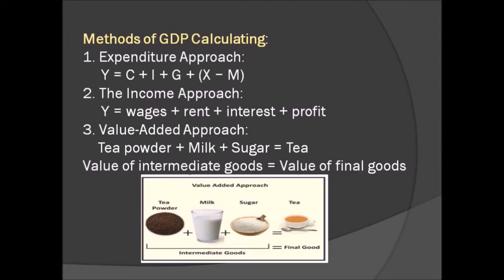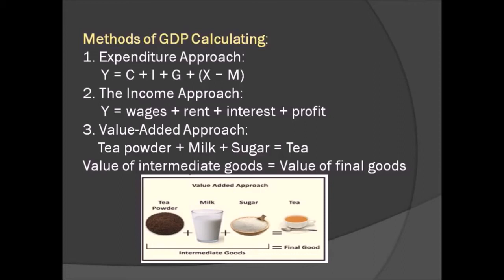Income approach. This method looks at GDP from the perspective of earnings of the men and women who are involved in producing the goods and services. The income approach to measuring GDP is Y equals wages plus rent plus interest plus profit. That is, in the income approach, it adds the factor incomes to the factors of production. And the third one is the value added approach.